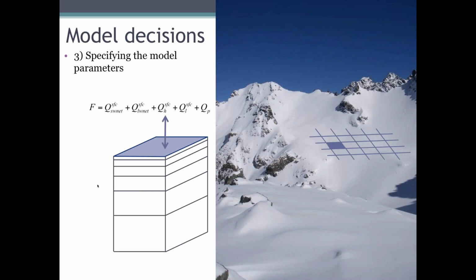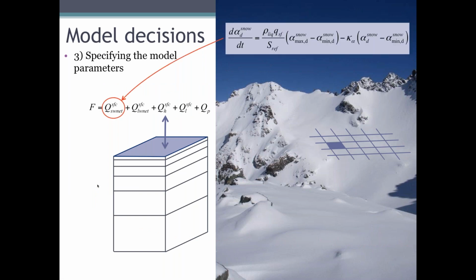We need to specify the model parameters. For example, if we use this parameterization for snow albedo, we have to come up with how much snow is necessary to refresh the albedo. So this is a change in albedo per unit time. It is a function of the maximum snow albedo minus the minimum snow albedo, so that when there's some key amount of new snowfall, we refresh to the maximum. But how much new snowfall counts?